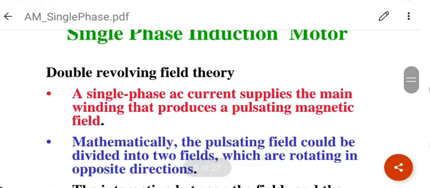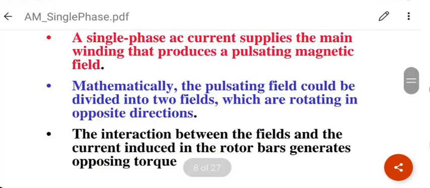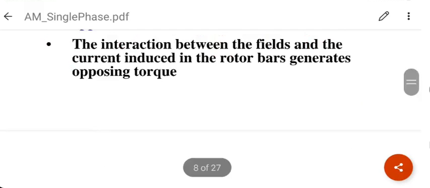Double revolving field theory, what does it say? A single phase AC current supplies the main winding that produces a pulsating magnetic flux. It doesn't rotate, but it changes polarity all the time. Mathematically, the pulsating field could be divided into two fields which are rotating in opposite directions. The interaction between the fields and the current induced in the rotor bars generates opposing torque. So the rotor doesn't rotate normally.